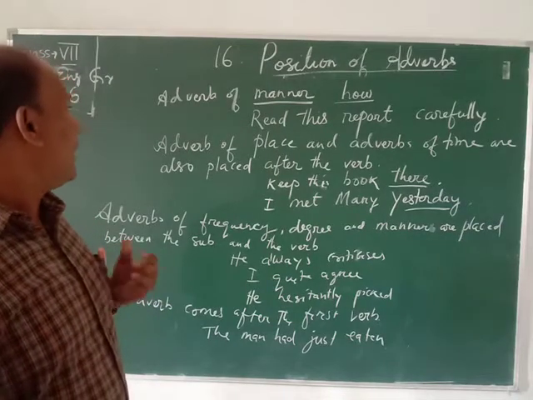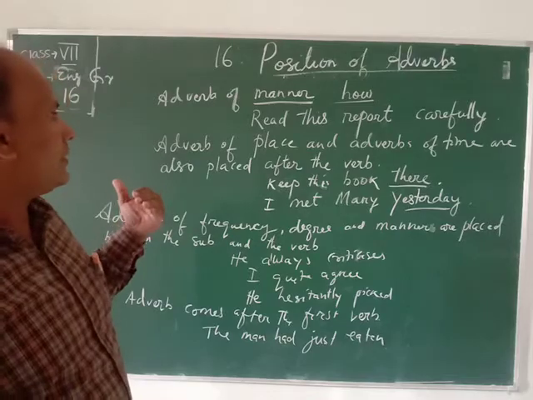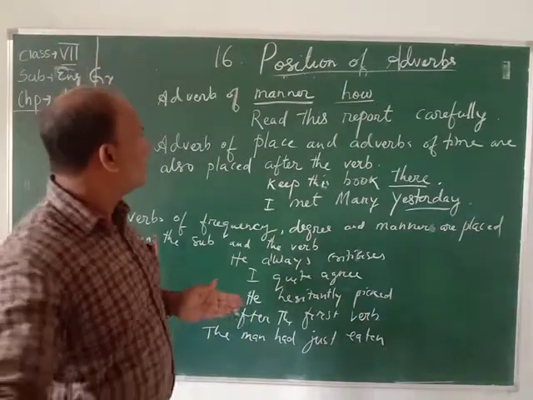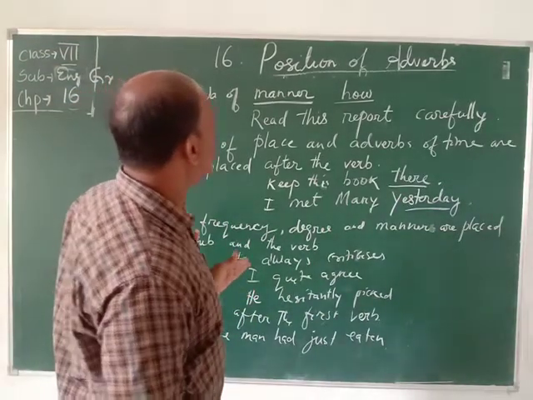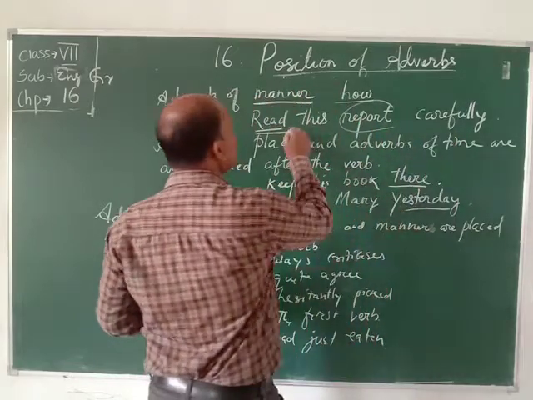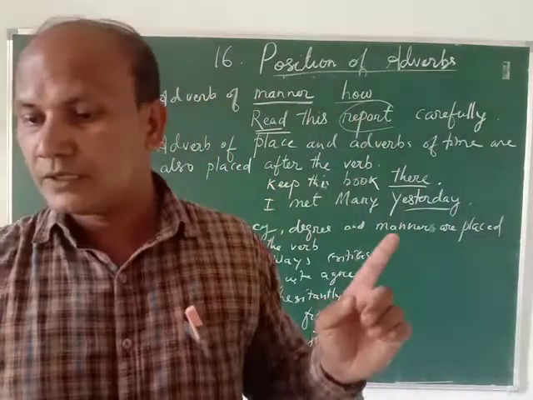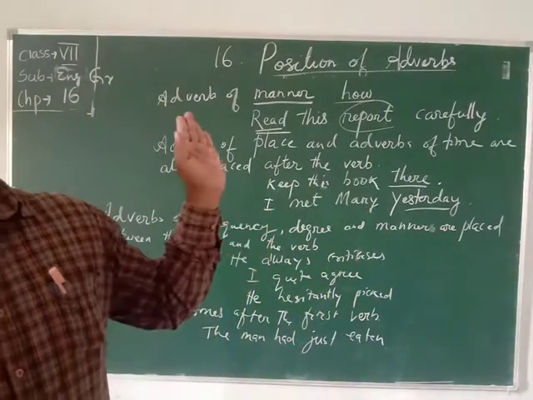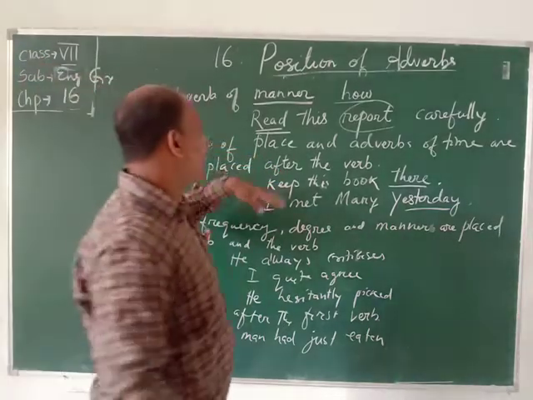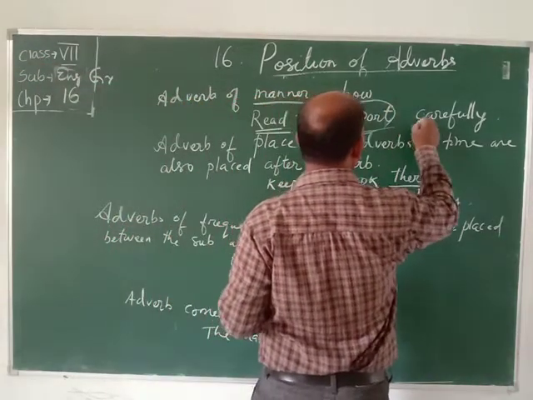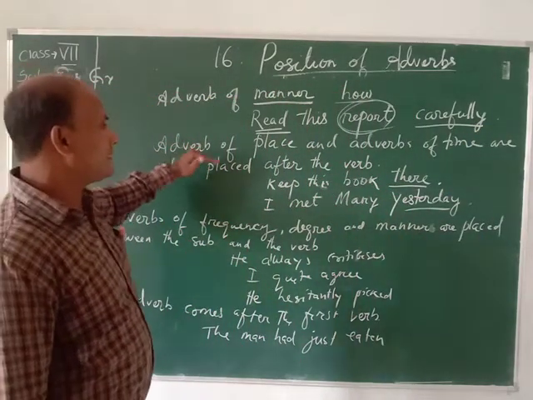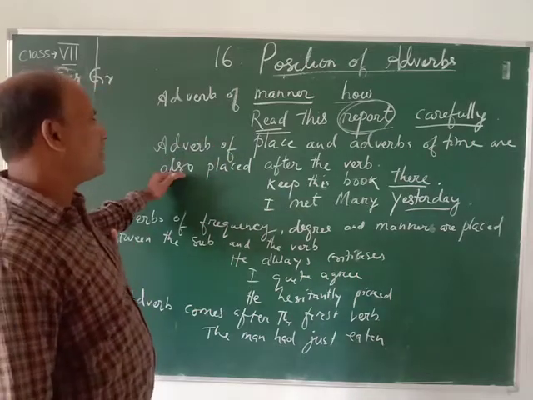So students, let's see adverb of manner. Here they are generally placed after the verb. After the verb, read this keyword carefully. If the verb has a direct object, then the adverb is placed after the direct object. It can be used only after the direct object. Now adverbs of place and adverbs of time are also placed after the verb.